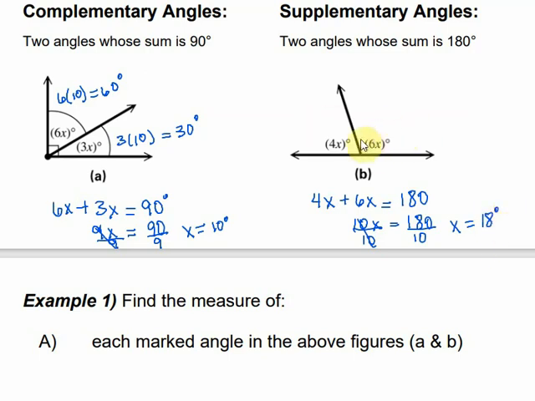So we're going to do the same thing, and we are going to plug 18 in for x. All right, so 4 times 18 would give us 72 degrees for this first angle, and then 6 times 18 would give us an angle of 108 degrees. And again, 72 plus 108 does equal 180.